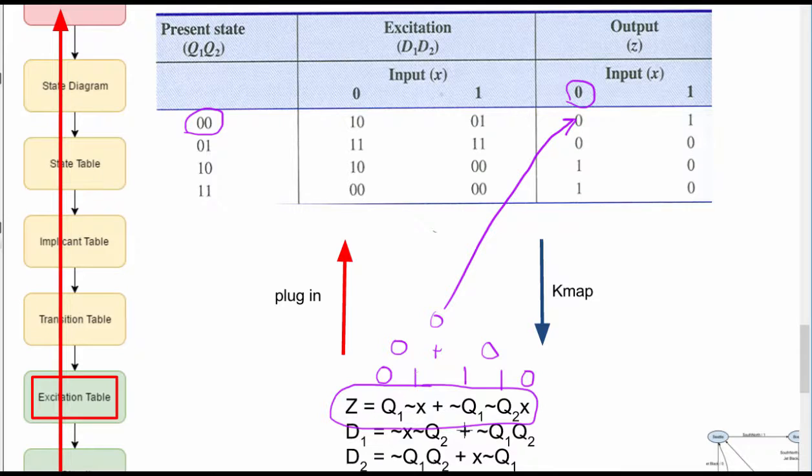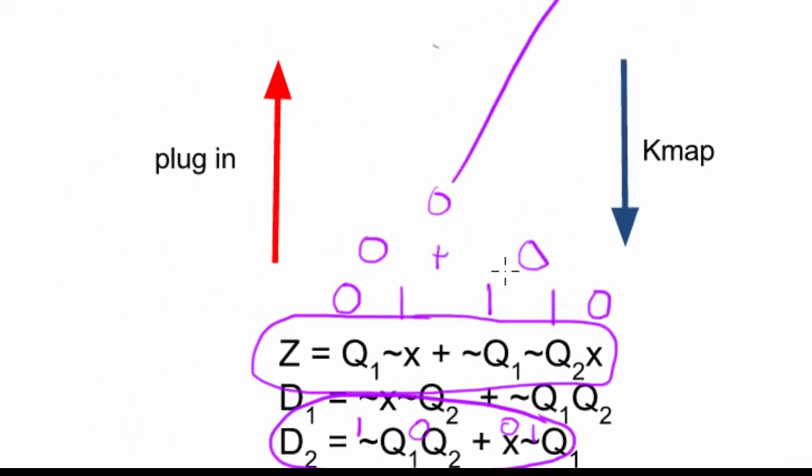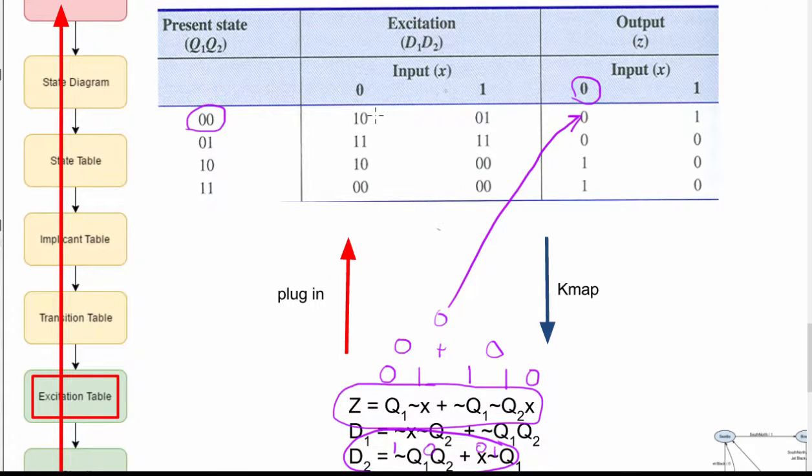Let's do one here for D. So Q1 is a 1. Q2 is a 0. X is a 0. Q1 is a 1. That's 0. That's 0, 0, 0, 0. So D2, which is right here, is at 0 right there. That's what we just computed.